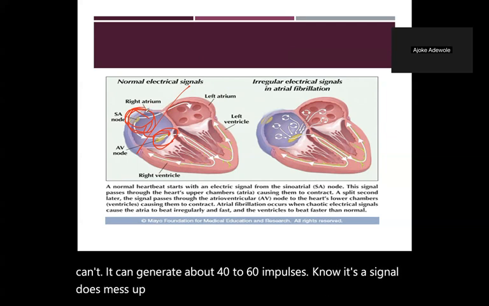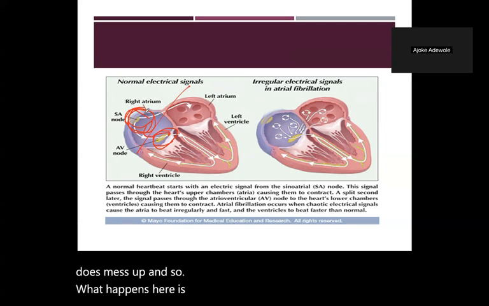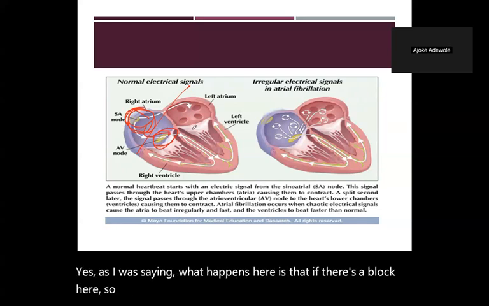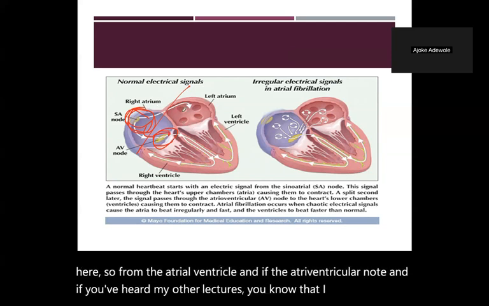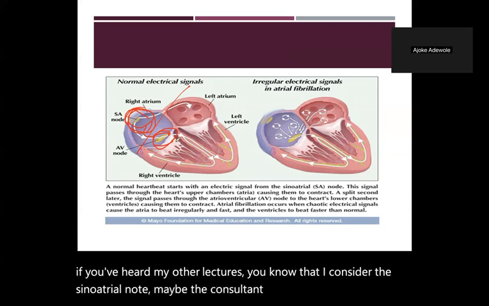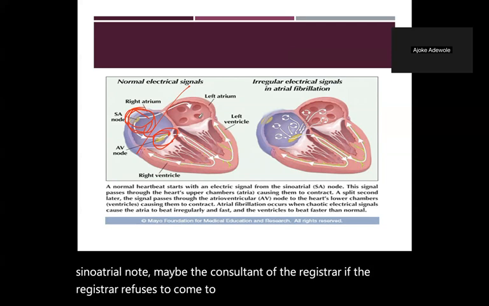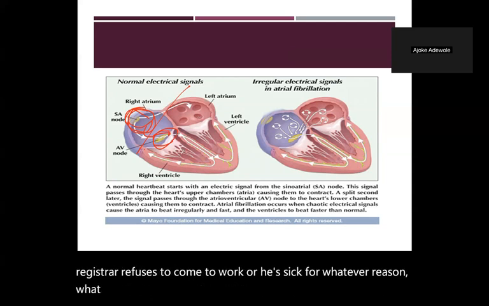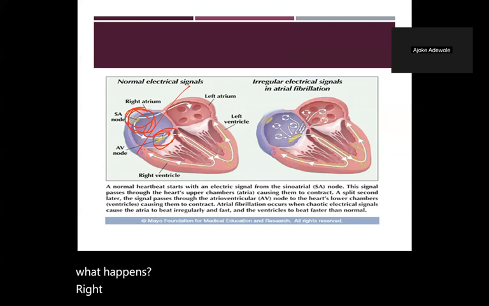Yes, as I was saying, what happens here is that if there's a block from the atrioventricular node, and if you've heard my other lectures, you know that I consider the sinoatrial node maybe the consultant, and the atrioventricular node the registrar. If the registrar refuses to come to work or is sick for whatever reason, what happens, right? But just for clarity, the impulses are transmitted via the atrioventricular node through the bundles.